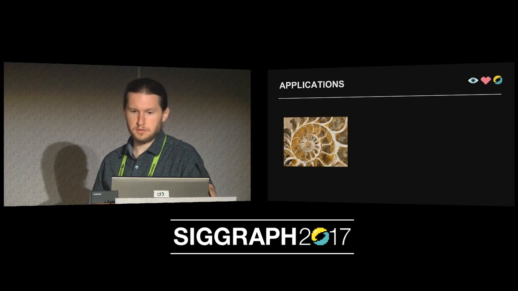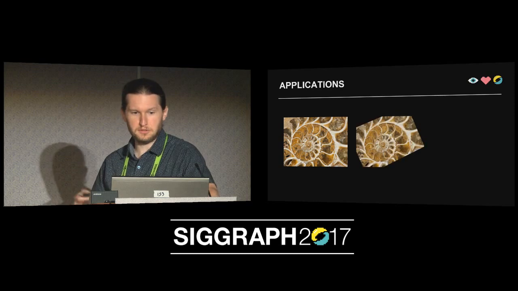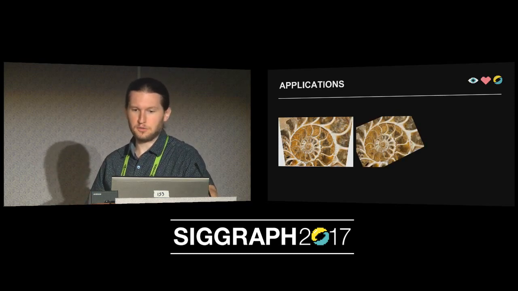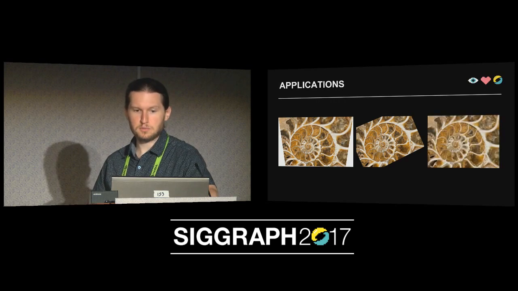And finally, to show off our teaser, we can do things like detect the spiral symmetry in this perspective distorted ammonite, rectify the ammonite, and also use the transformation to propagate edits along the shell cells.